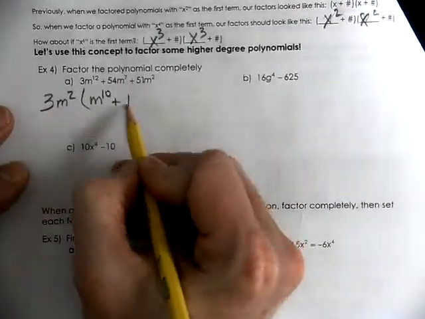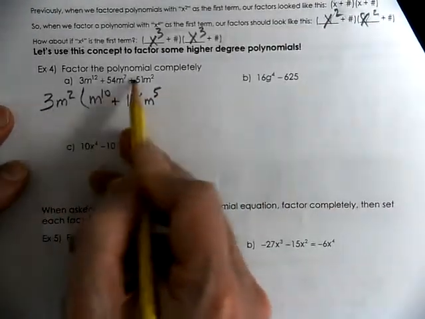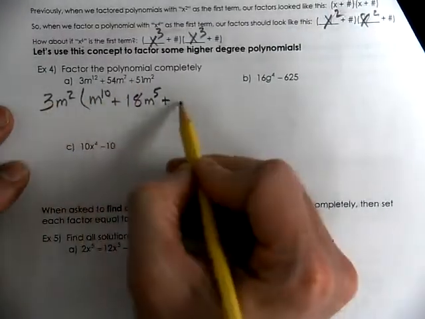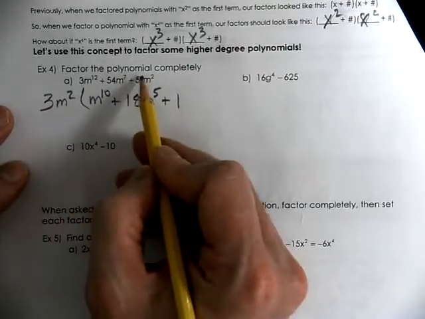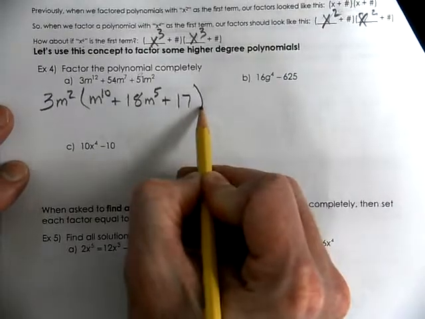plus 18m to the 5th power plus, that goes in there once with 2 left over, so that's 17.